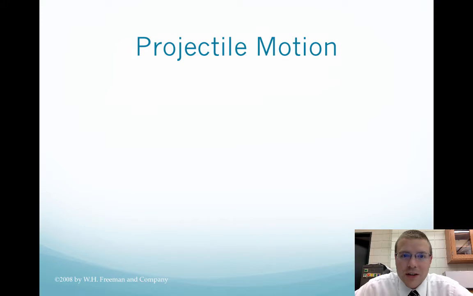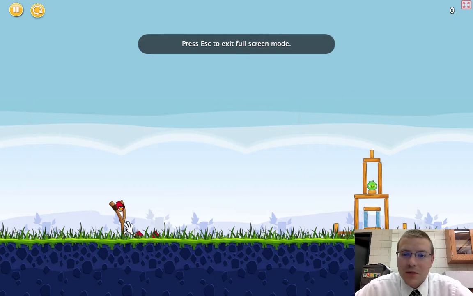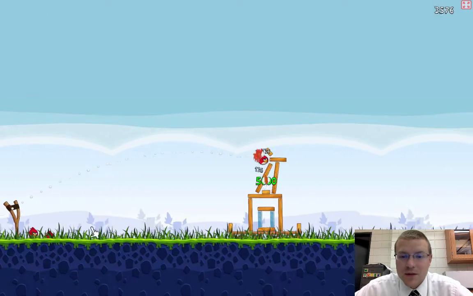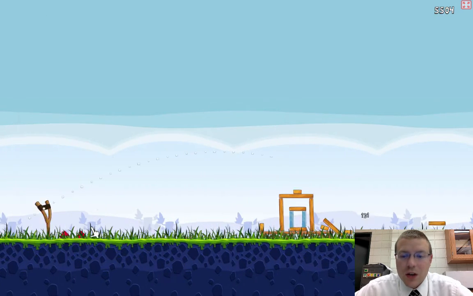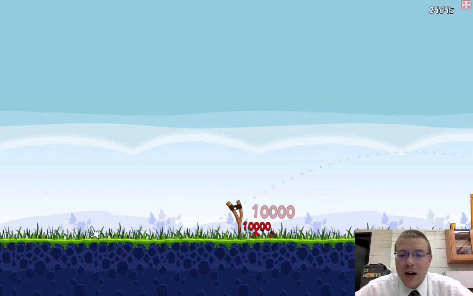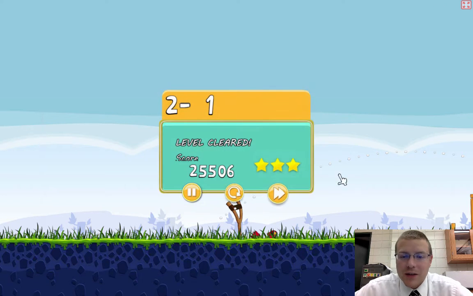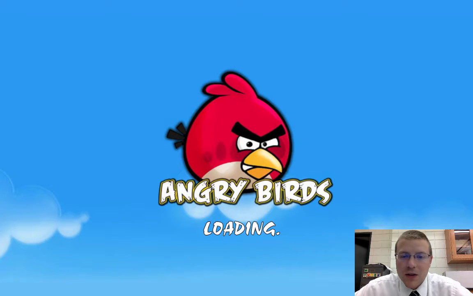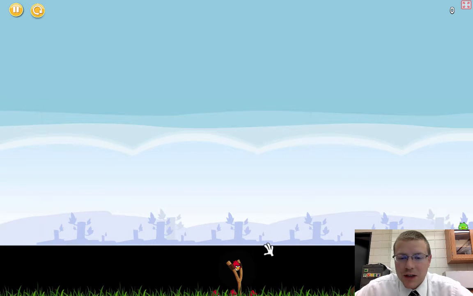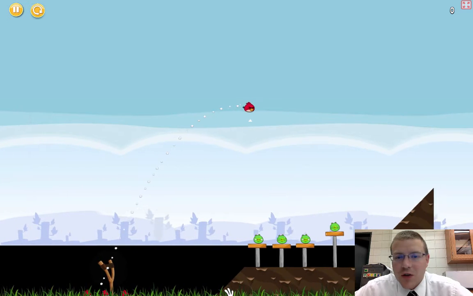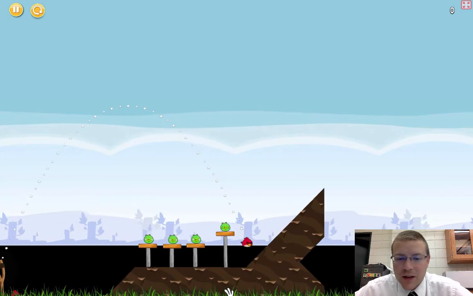What we're talking about here is projectile motion. Projectile motion is nothing more than launching an object through the air, watching it accelerate as it moves from one location to the next, giving that object an initial velocity and watching it travel along this parabolic path.